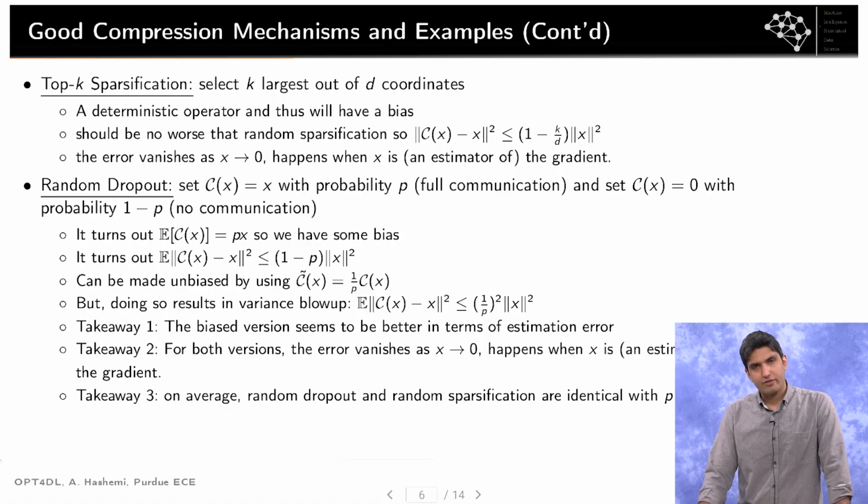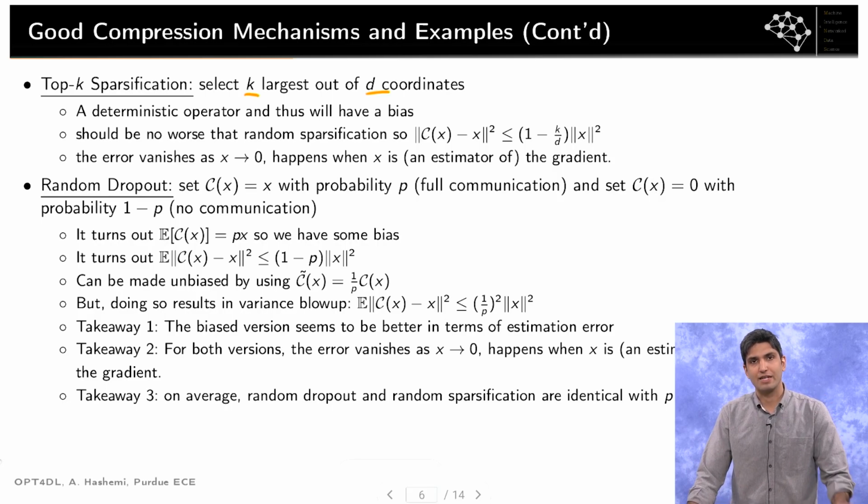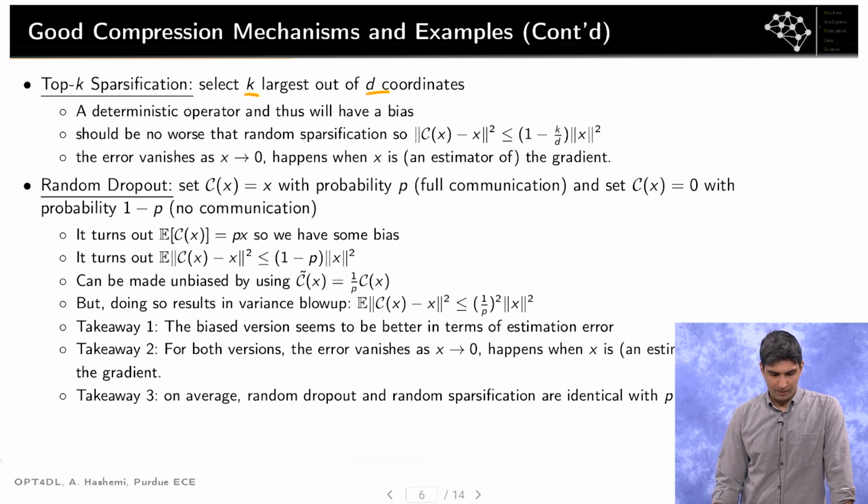So let's talk about another example of a sparsification, and that's top K sparsification. It's basically a generalization of what we saw before. Again, we're going to select K out of the coordinates, except that instead of selecting these coordinates at random, we're going to select them deterministically. We're only going to look at the largest coordinates in magnitude. So it is a deterministic operator, so we will have some bias.